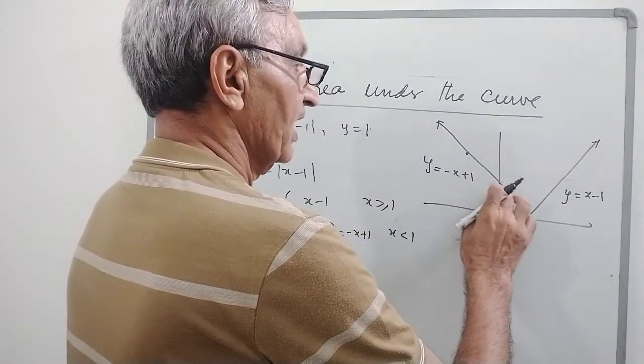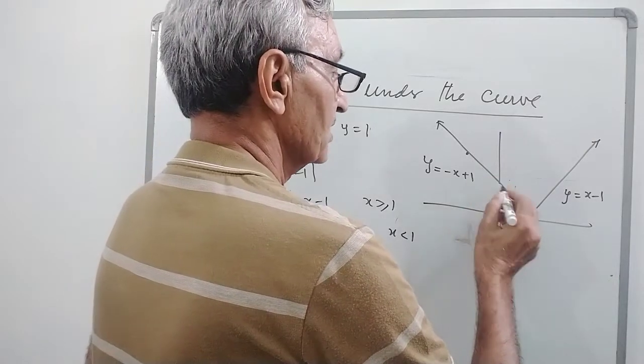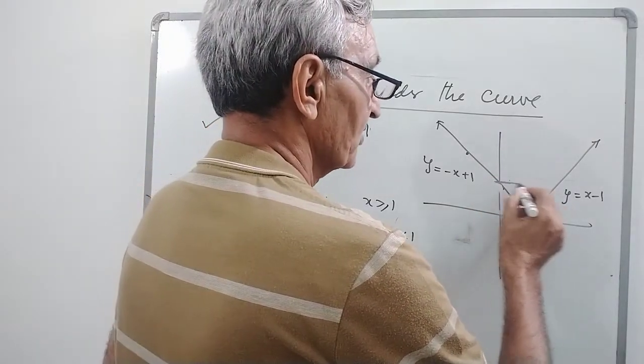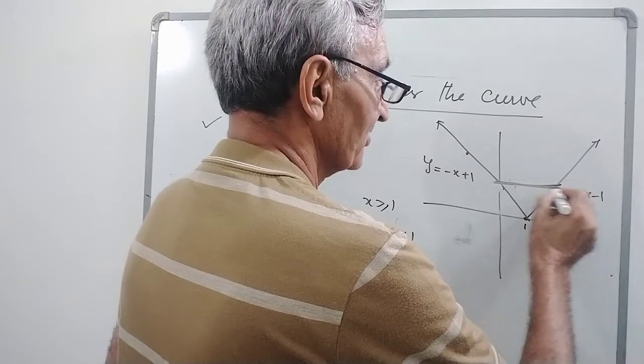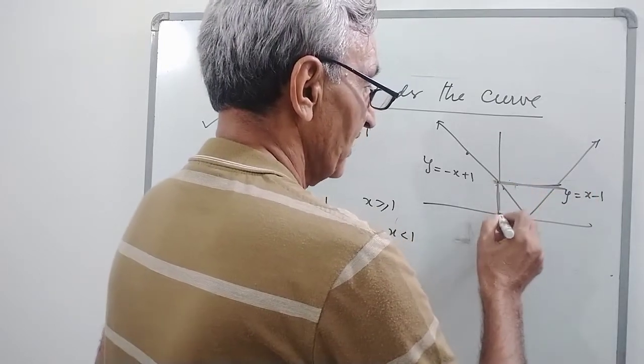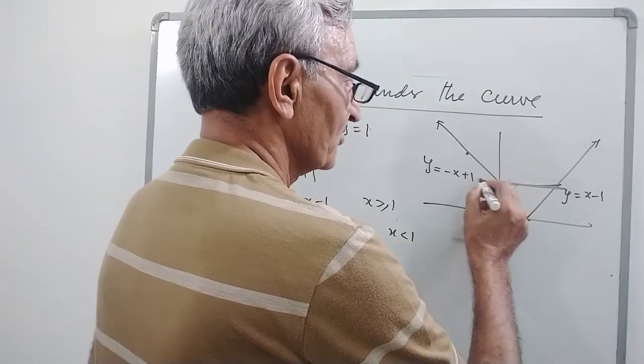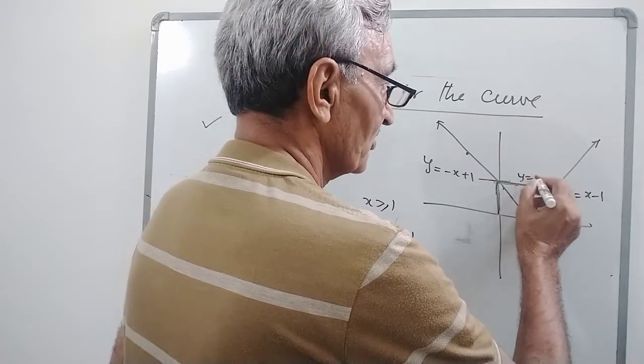So friends, I just take y is equal to 1 here. This is y is equal to 1. When x is equal to 0, y is equal to 1, this is the line y is equal to 1. Well, here.